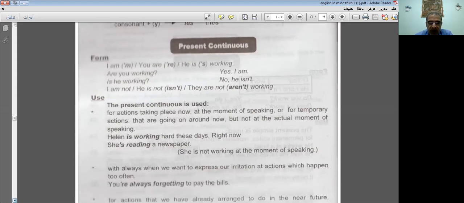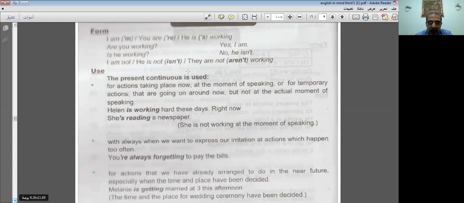We use the present continuous for an action taking place now or happening now at the moment, or temporary actions that are going on around now, but not at the actual moment of speaking. Helen is working hard these days. Right now, she is reading a newspaper. Maybe she is not working at the moment of speaking, okay?